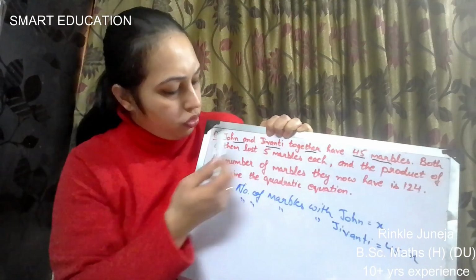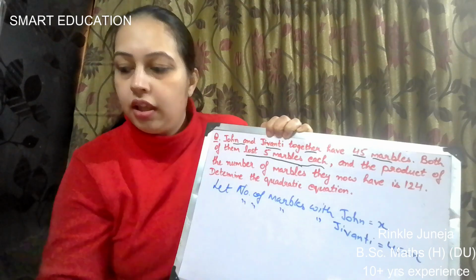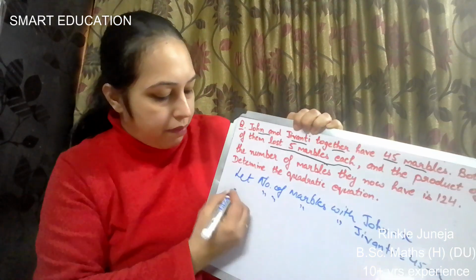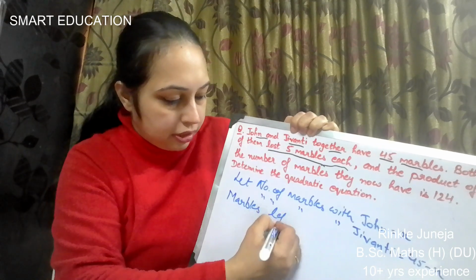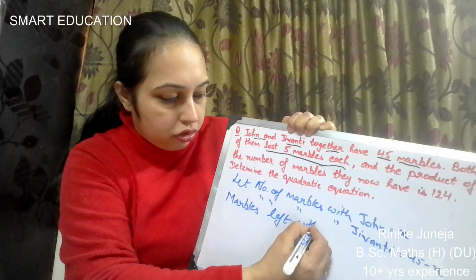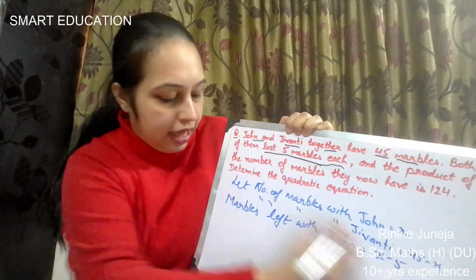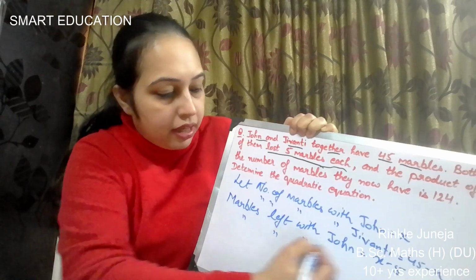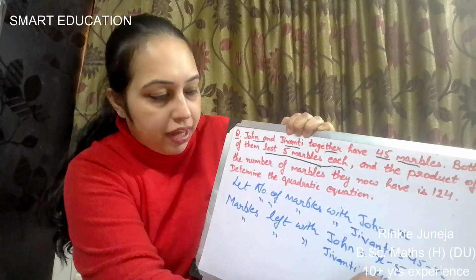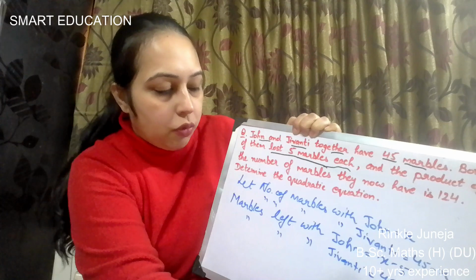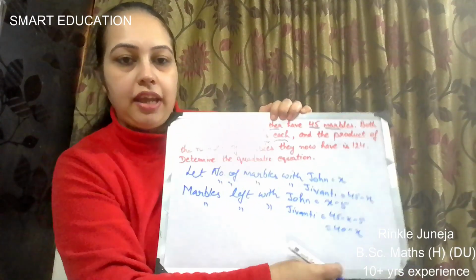Then it says that both of them lost 5 marbles each. Now, how many of them are left? Then we can say that marbles left with John will be x minus 5 and marbles left with Jivanti will be 45 minus x minus 5, which is 40 minus x, right?